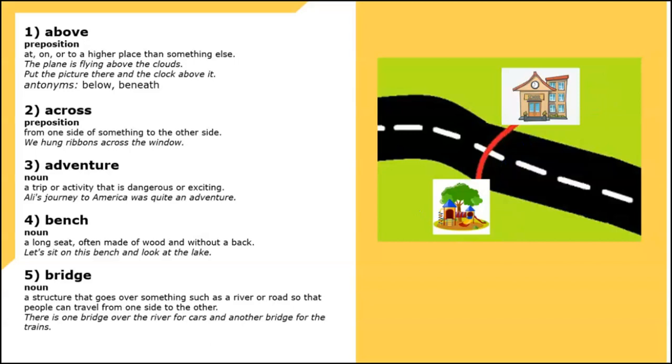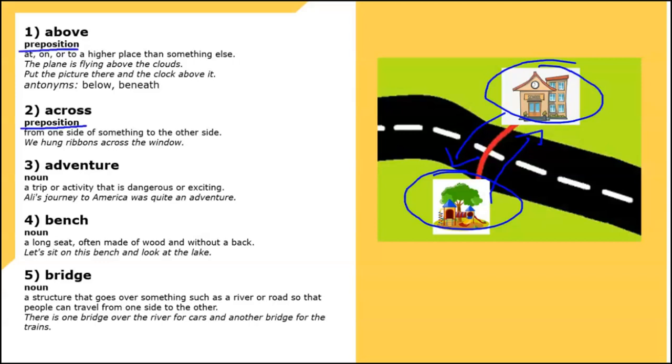For example, if the playground is here and the school is here, then I can say the school is across from the playground. Or I can say the playground is across from the school. We're talking about the place where something is. Remember, across is also a preposition just like above. They are words that talk about the place where something is.